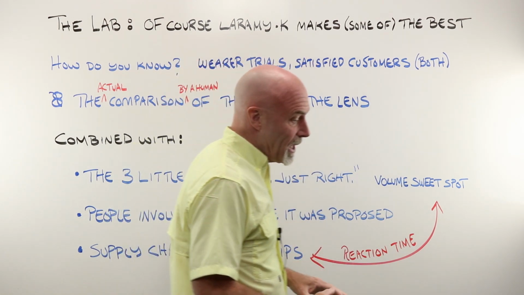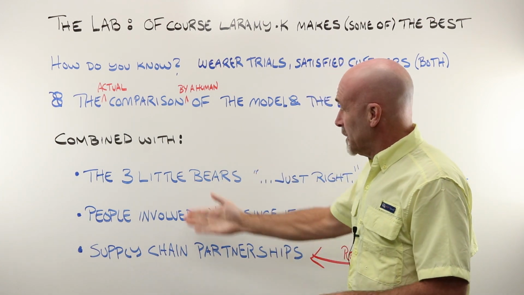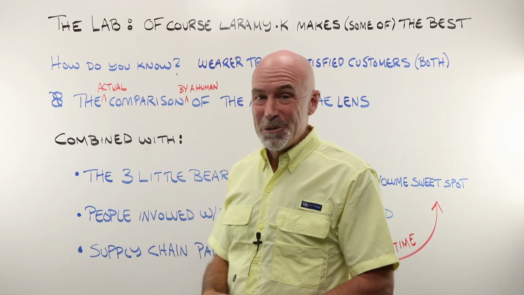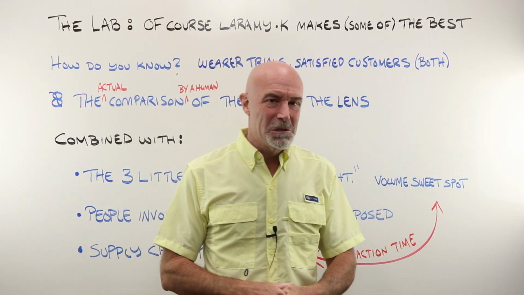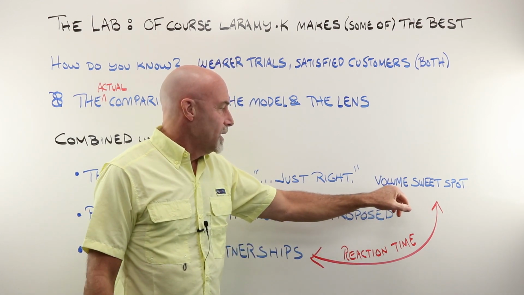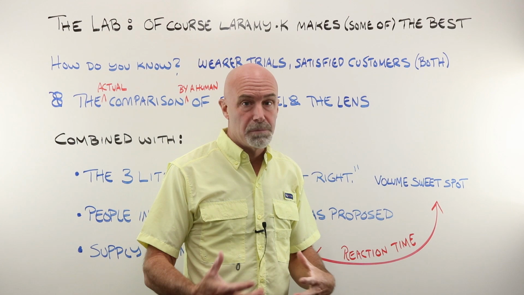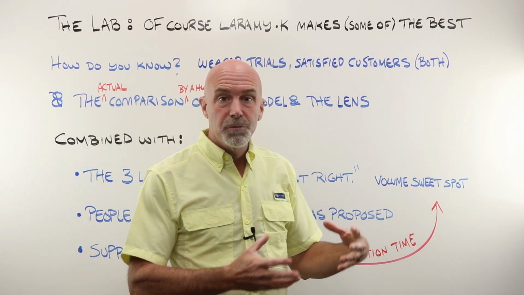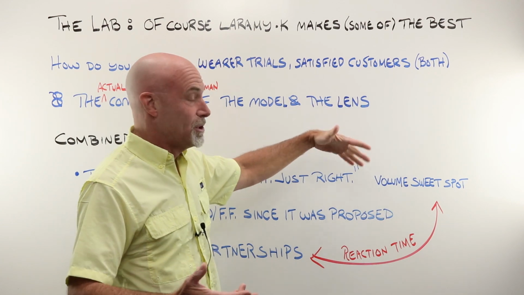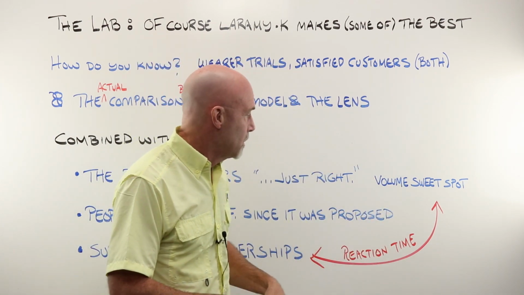So we take that and we combine it with a few other things. We combine it with the three little bears. One bed was too big, one was too small, and one was just right. We are in a size and a volume sweet spot. Obviously, we are not so small that we literally couldn't afford to purchase and operate freeform equipment on the scale that we do.